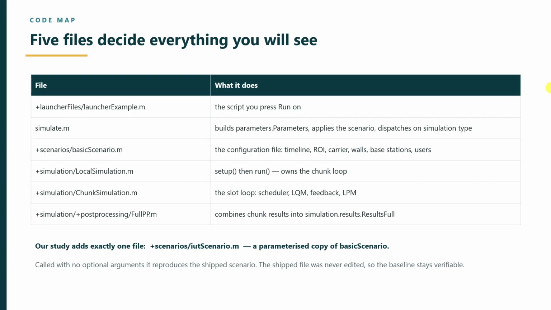So there are five files that decide everything you will see: the launcher, the simulate, the scenario file, and the two objects owning the chunk and slot loops. We added the scenario file and one driver script and never edited the shipped file, so our baseline is reproducible by anyone. Let me show the real files rather than the code.